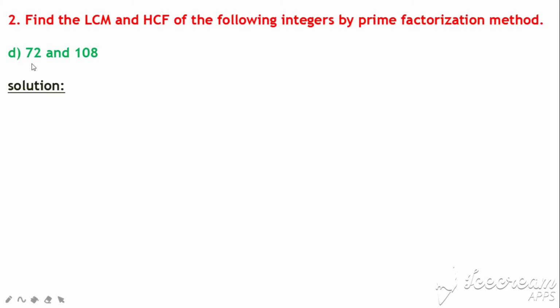So first you need to write the product of its prime factors. So the product of prime factors of 72 and 108 is, for 72 it is 2 into 2 into 2 into 3 into 3. Now for 108 it is 2 into 2 into 3 into 3 into 3. So these can be written as 2 cube into 3 square, and 108 can be written as 2 square into 3 cube.